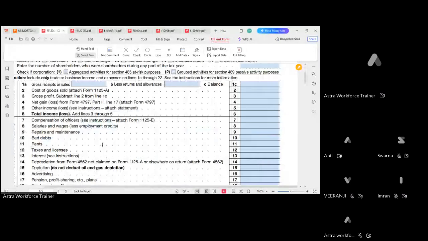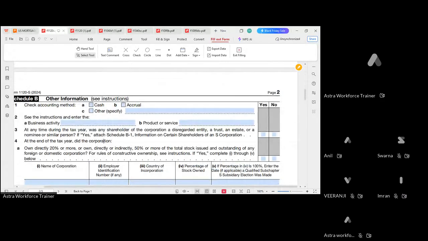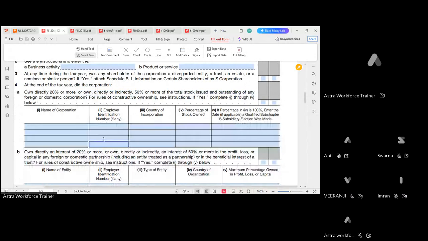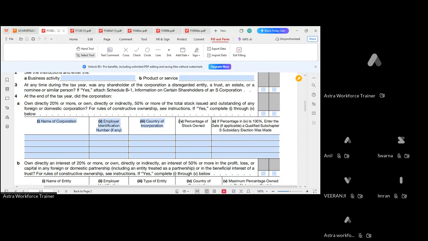And here there is another piece of information. Here you will get the name of the corporation, the employer ID, country of incorporation, and percentage of stock owned. Enter the data if applicable as a qualified subsidiary election was made. That means if only one owner has 100% ownership, then we'll have to fill this. If not, this much is enough: line numbers 2, 3, 4. This is enough for the borrower details.